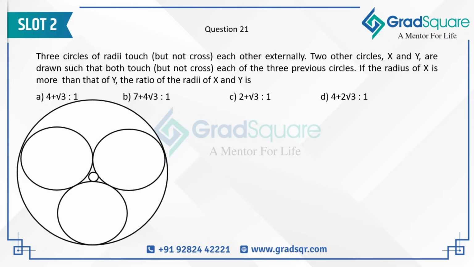Now in this question, three circles of radii touch each other externally but do not cross each other. Two circles x and y are drawn such that both touch each of the three previous circles but do not cross each other. If the radius of x is more than the radius of y, then the ratio of the radii of x and y is the question.